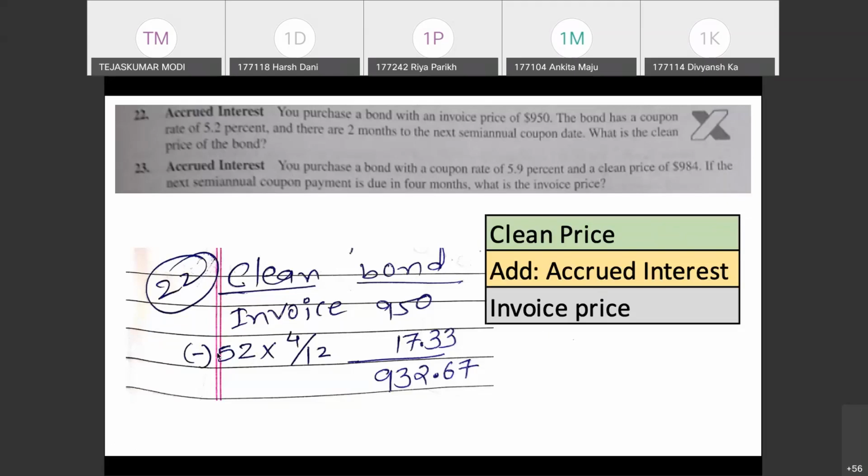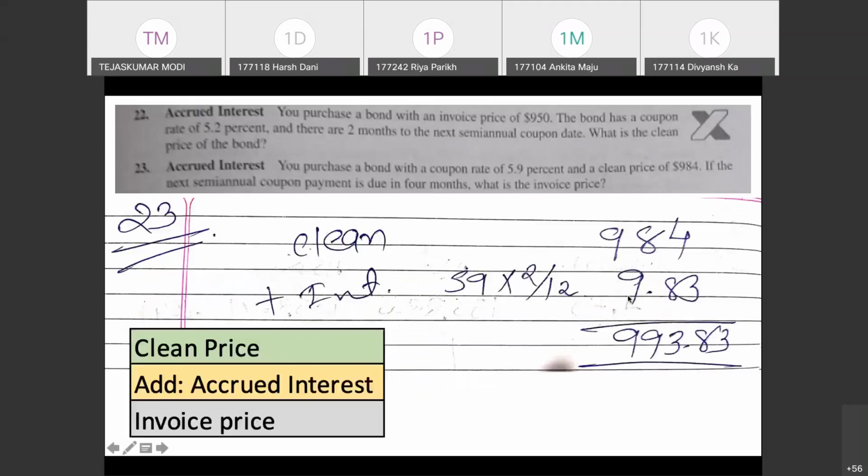Let's go to the 23rd question. In the 23rd question, you are given the clean price 984, and then you will add the interest on it, right? Okay, someone is joining, Pratik Agarwal. So clean price is given, and that means the accrued interest has to be added by the dealer when he's charging the price, right?